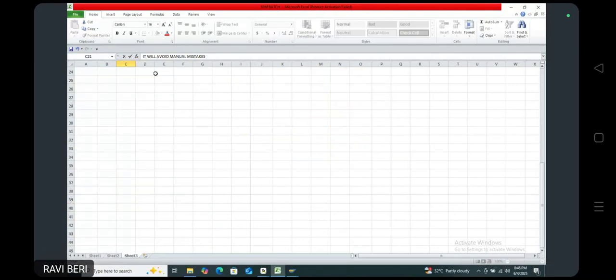So in SAP SD, we have 4 types of master data. Make a note. In SAP SD, in our module, sales and distribution, we have 4 types of master data.